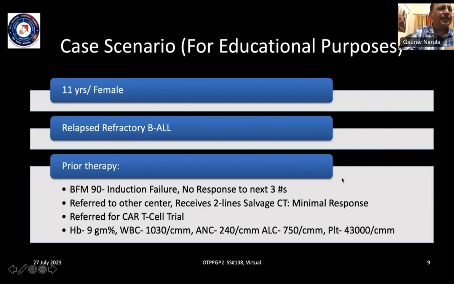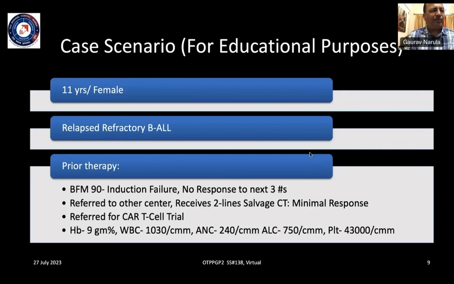The first patient is an 11-year-old girl. She has had relapsed refractory ALL. She underwent BFM 90 induction. It was no response. I mean, she had 20-30% blasts at the end of it. She underwent 3 more intensive chemotherapy cycles. At the end of each cycle, she would have 20-30% blasts. She got referred to another center where she received again 2 lines of salvage chemotherapy with a similar minimal response. And finally, she got referred for the CAR T trial because it had opened at our center.